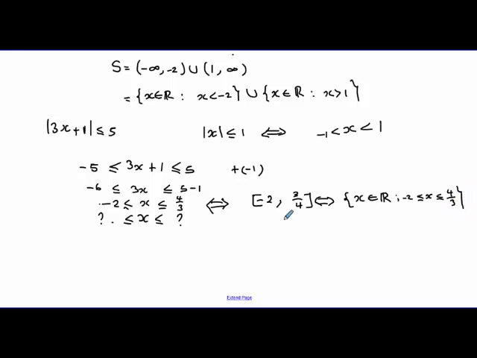So in this case, you can see that to put it in set builder notation, you simply need to take this inequality and then write this set in this way. To represent that on the real number line, we would have the following.